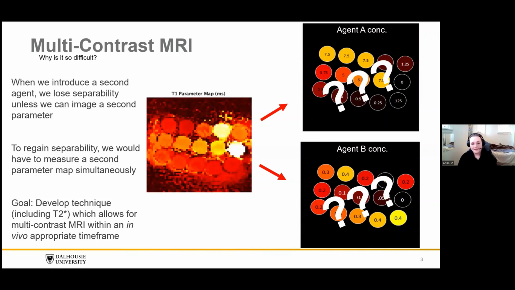And so the reason that this is difficult, as previously mentioned, is that if we include a second contrast agent, one parameter map is no longer sufficient to measure either one of these agents. And we can overcome this if we have a technique which provides multiple parameter maps, and more importantly, multiple parameter maps at the same time. And so the goal of my research is to develop such a technique, which allows for multi-contrast MRI within an in vivo appropriate time frame. And of particular importance to our lab is that this technique also be T2* sensitive to allow for quantification of iron-labeled cells.